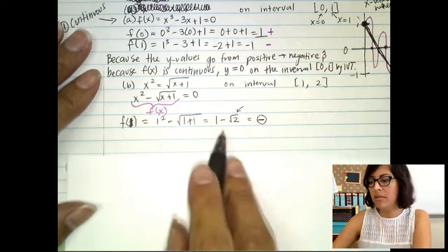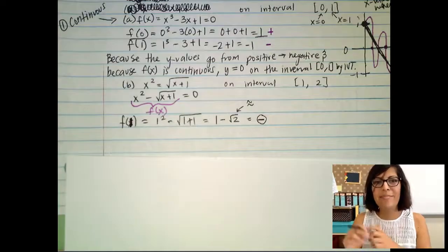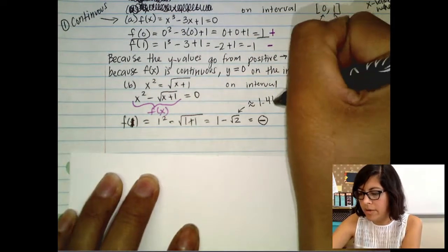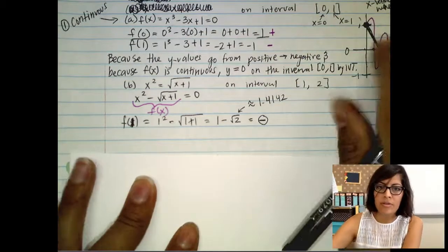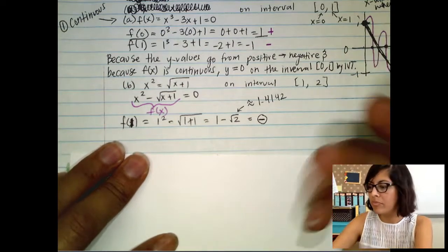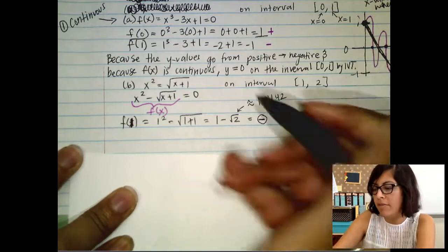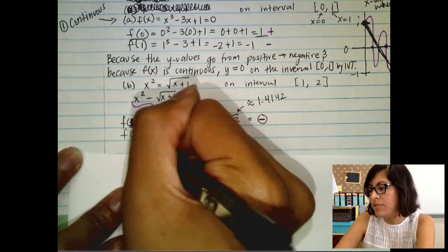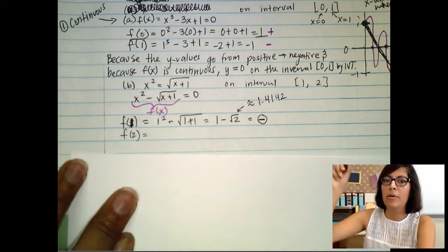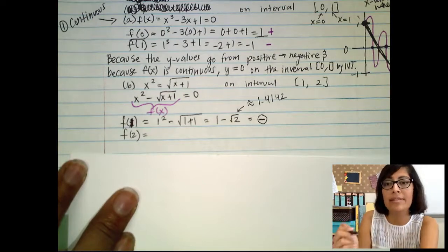Here, I will give you an actual approximation. The approximation for the square root of 2 is 1.4142. So yes, round to 4 decimal places when possible. So it's a negative value. 1 minus 1.4142 is negative. Let's look at f of 2. Let's hope that it's positive. Remember, if we go from a negative to a positive, it has to cross the x-axis, the point where y is equal to 0.